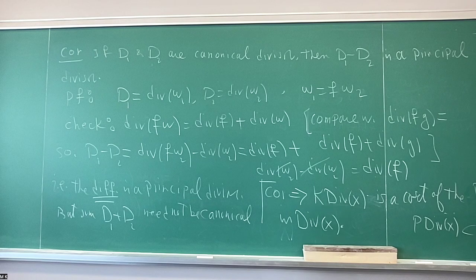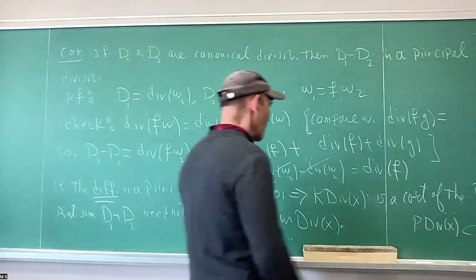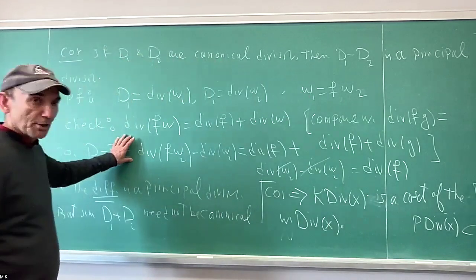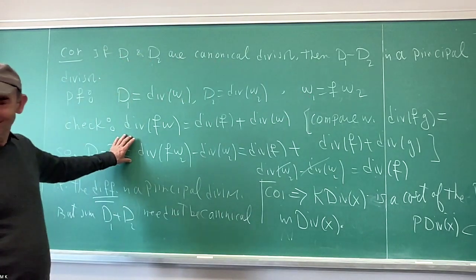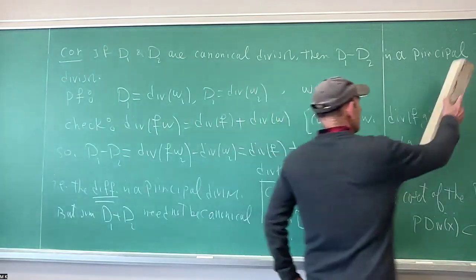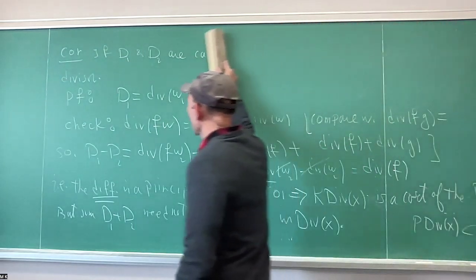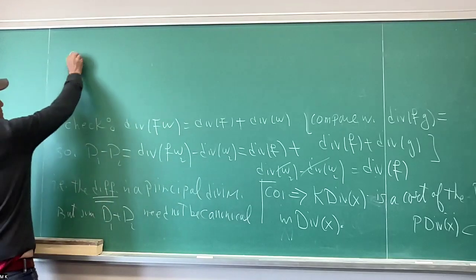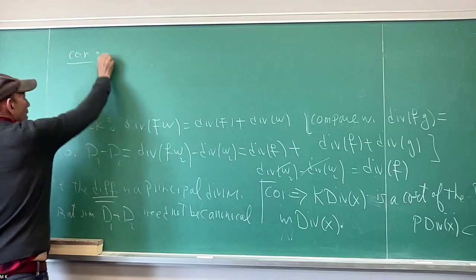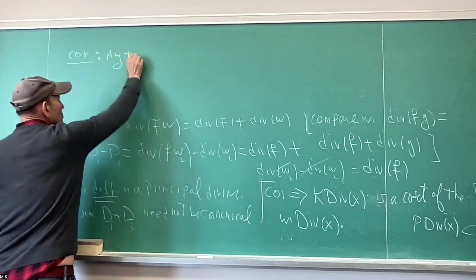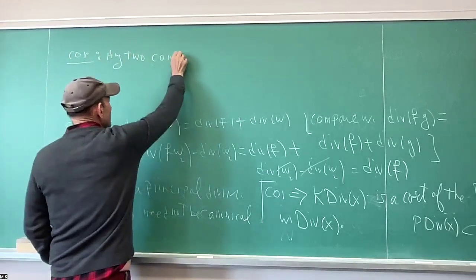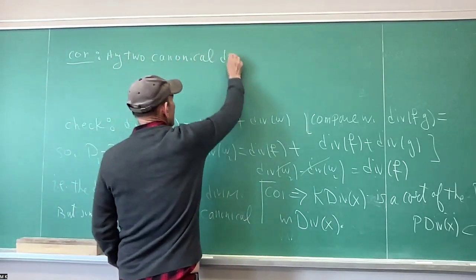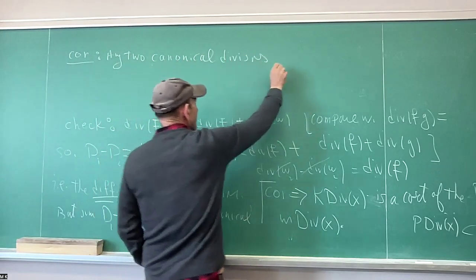But one thing this corollary also implies is that the degree of a canonical divisor is well defined, right? Any two canonical divisors have the same degree. So this is a really good corollary.